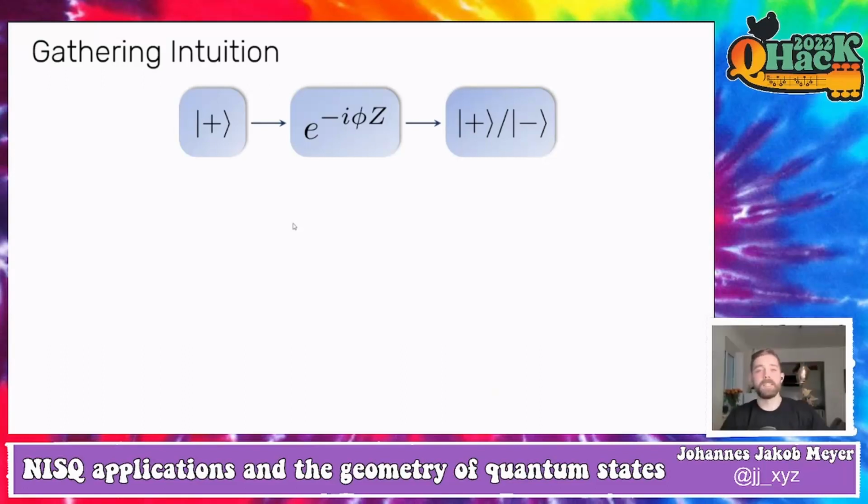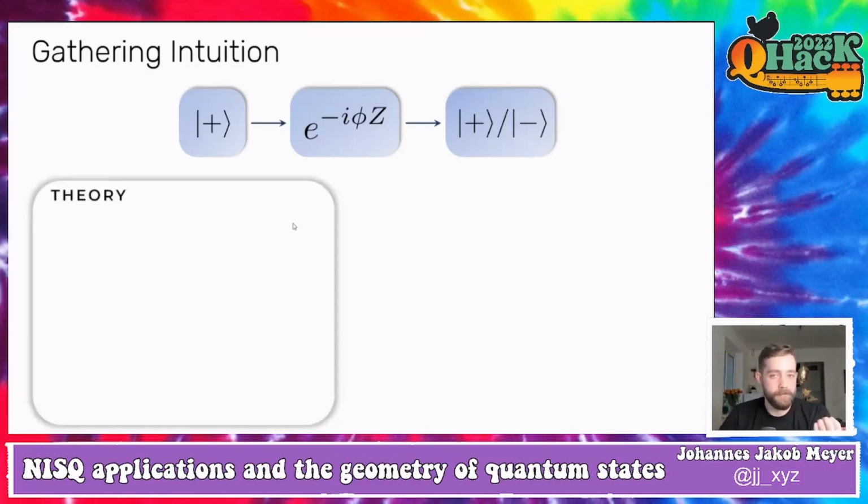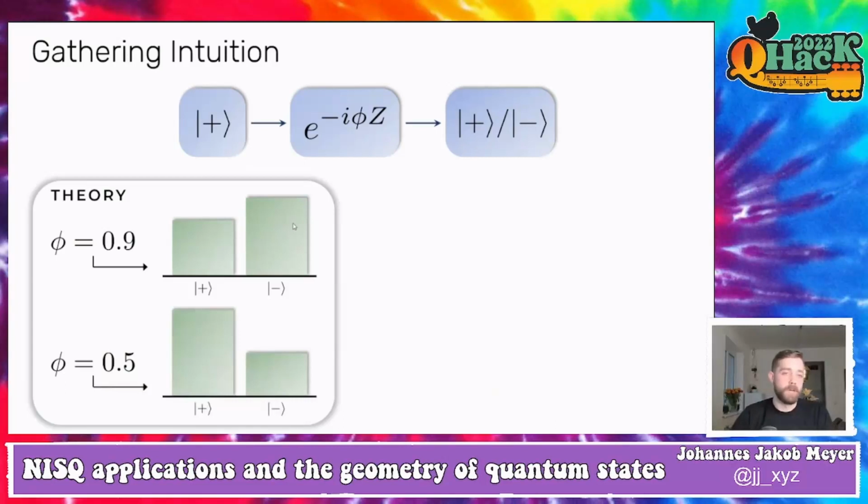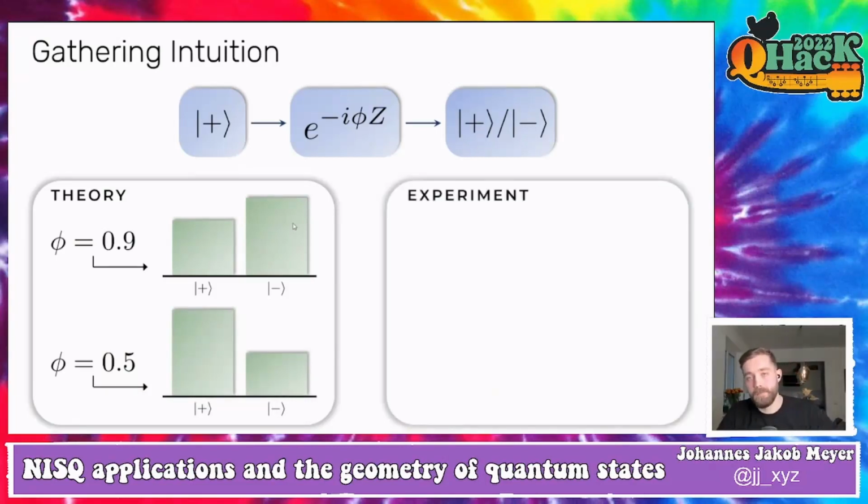Okay, now you have this experimental setup, you fix this metrological protocol, and then you can do the theory. So if I have a parameter phi equal to 0.9, I get this histogram over outcomes. And for 0.5, I get this histogram over outcomes. Then you go perform the experiment, and you see this histogram. You're not completely sure about this histogram, so you put some error bars.